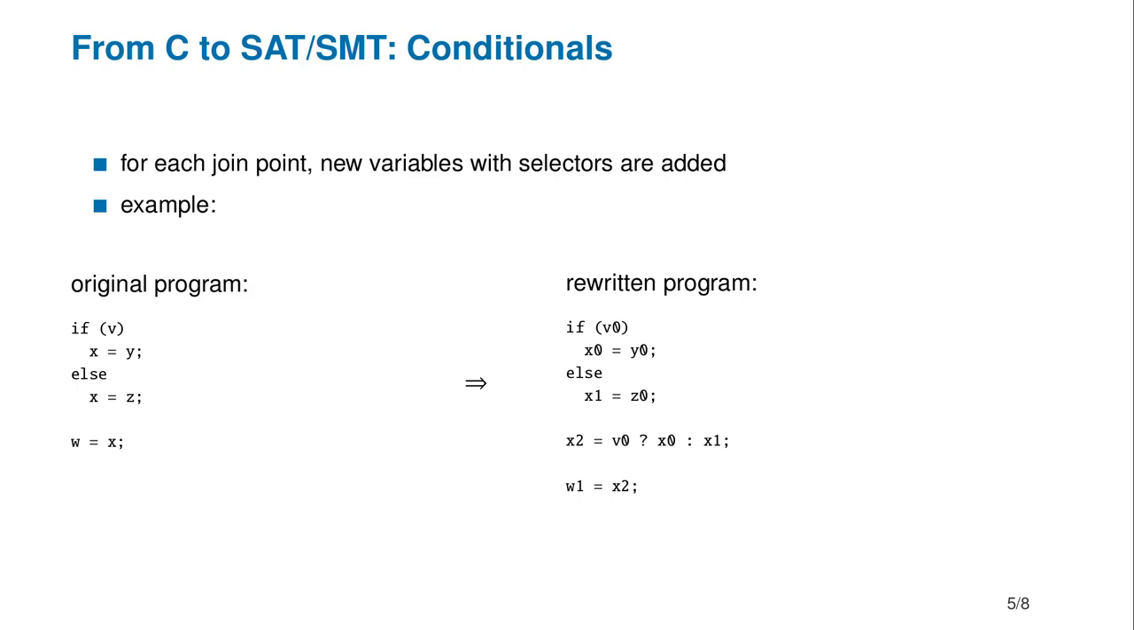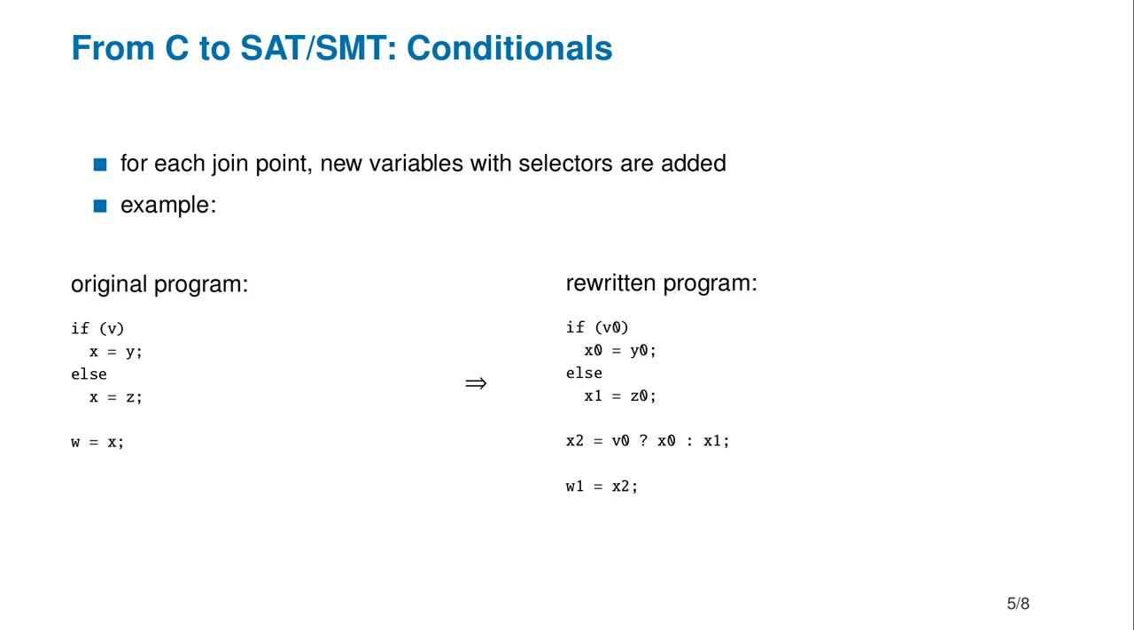Okay, and now what's happening if we have an if-then-else statement? We said for each left-hand side assignment we introduce a fresh variable, but now what if the variable is assigned in the if branch and in the else branch as we have it here? What we have to do is introduce new variables with selectors at the join point. So when we're branching and returning to one position again, then we have to introduce join points, which looks as follows. So if we have the statement if v, then x is assigned y, else x is assigned z, and then we continue with some execution where we use the x.